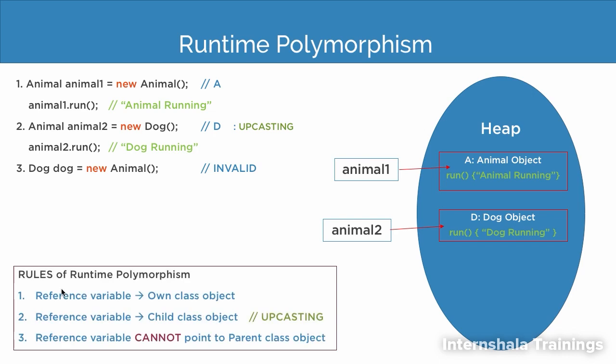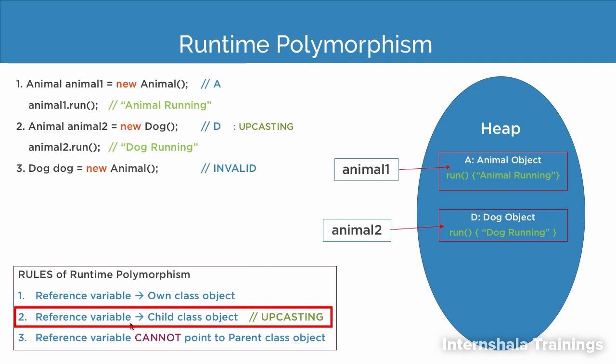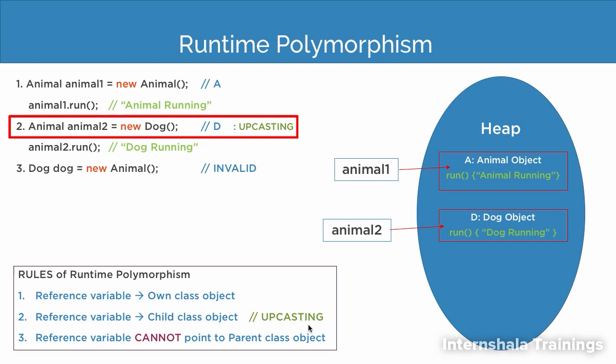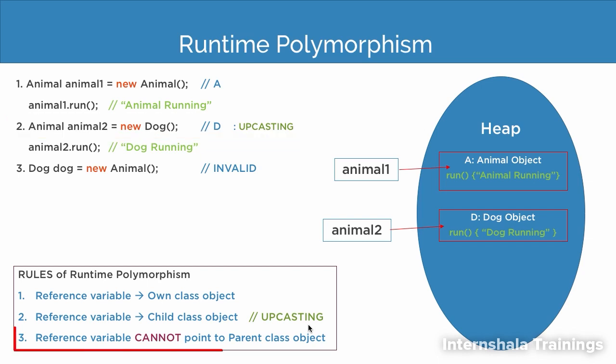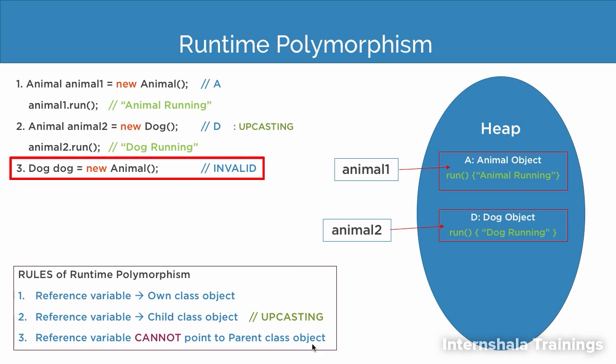So these are a few of the rules of runtime polymorphism. The reference variable can point to its own class object, which we can see here at the top. And then the reference variable can point to the child class object, which is known as upcasting in Java, and the example we have here. And at the bottom, we have that the reference variable cannot point to the parent class object, which again we have the example here. So this was all about the concept of upcasting in Java that comes under runtime polymorphism.